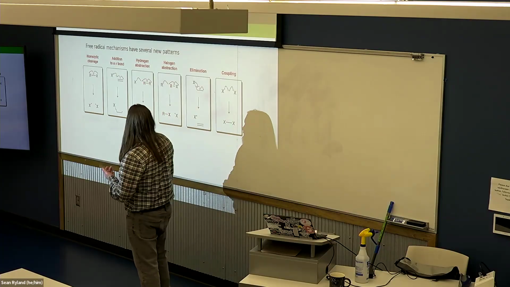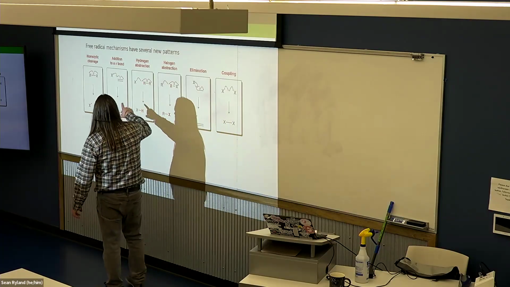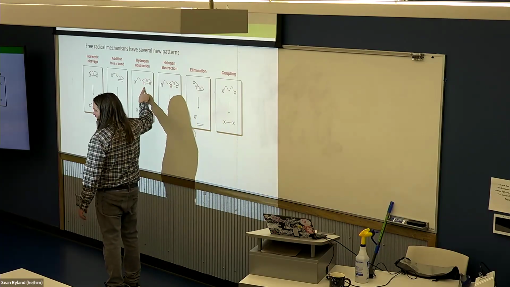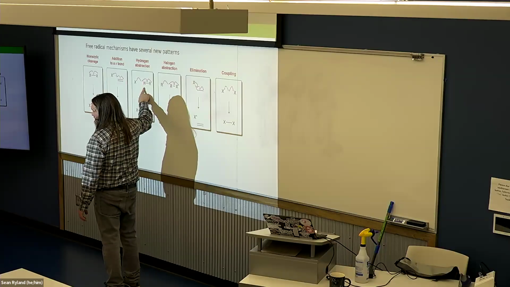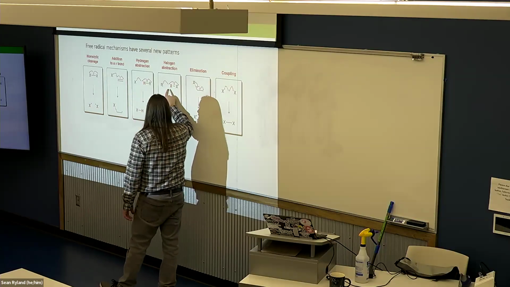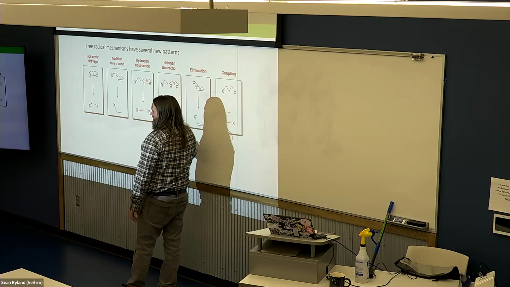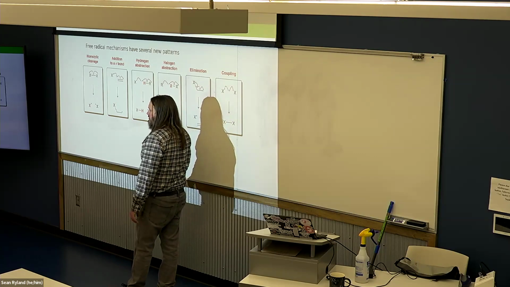Hydrogen abstraction, you take the radical and steal hydrogen from something else. Correct. What did you take this next one? It's when you take a free radical and you steal a halogen from something. So chlorine or bromine.